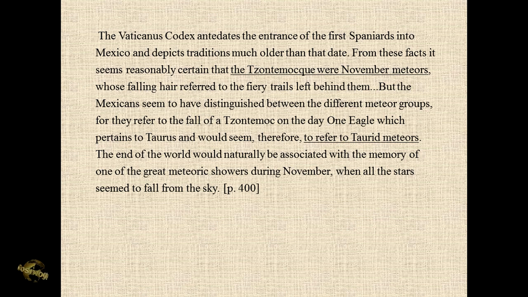What object was probably part of the Taurid family that's significant this year, 2008? Yes, the Tunguska object. 1908, Tunguska, Siberia, almost certainly a member of the Taurid system.